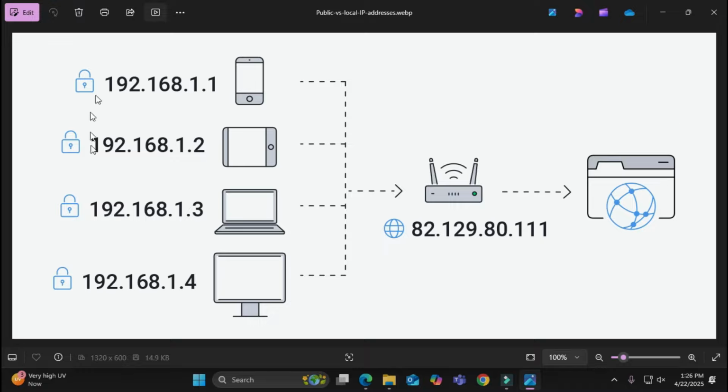This is the private networking IP address. This is used to access from mobile, tab, laptop and desktop system. Sorry, this router IP address is 82.129.80.111. This is the internet service provider. In this same series you observe 192.168.1.2, 1.4. A similar network is there. This is the private networking. This is the public networking. Between both of them, they are internally connected through the router.